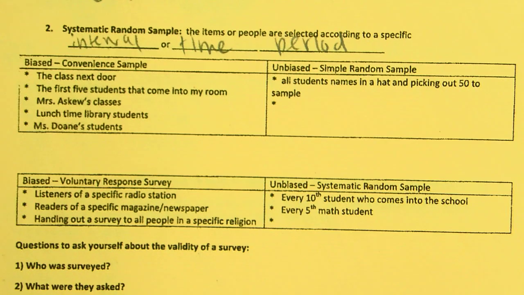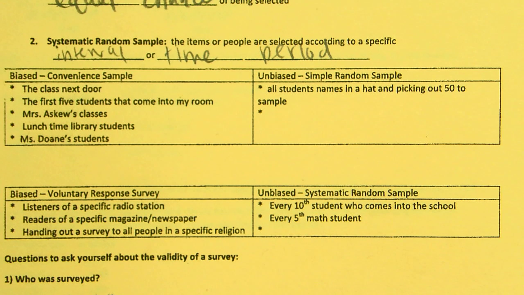So here are some examples. Some biased examples are convenient samples. This is when you pick people that are easily accessed. You could do the class next door, the first 5 students that come to my room, Mrs. Askew's class, lunch time library students, or just go ask Miss Stone's students. They're all in one space when I go ask them, so it's a lot easier. But it doesn't give us that good of information. An example of an unbiased simple random sample is putting everyone's names in a hat and picking out 50 to sample.